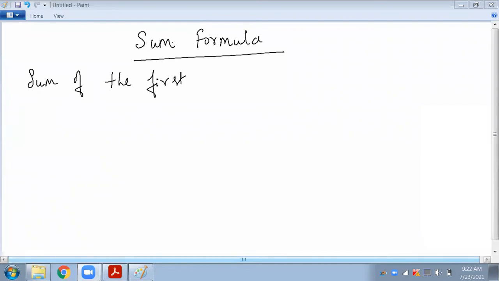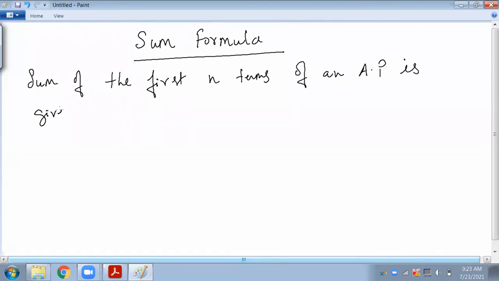Okay, today we're going to see the sum formula. The sum of the first n terms of an AP is given by Sn is equal to n by 2 into 2a plus n minus 1 d.